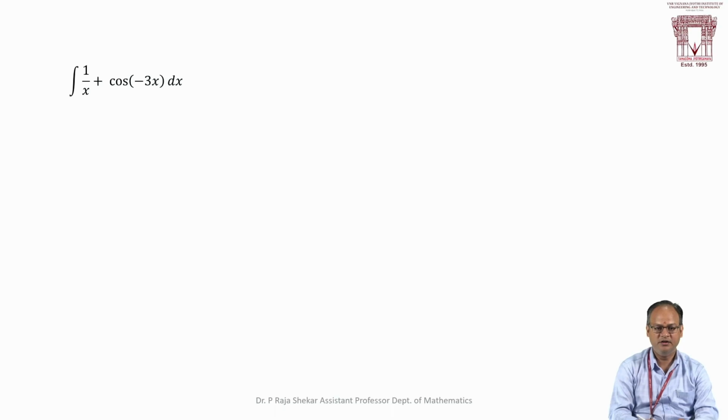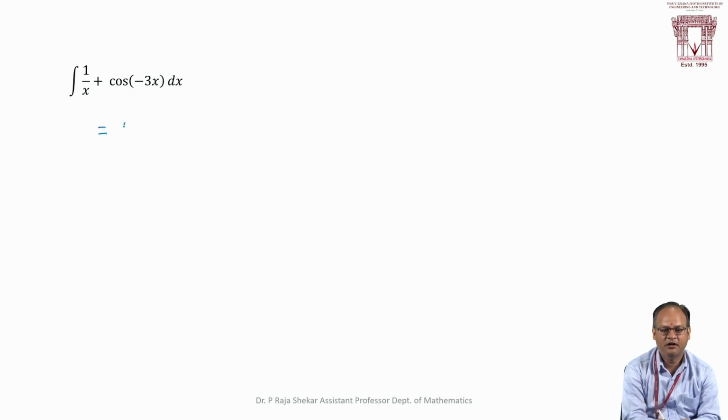We have the integrand in the form of 1 by x plus cos of minus 3x. So what is the integration of 1 by x? The integration of 1 by x is log of x, plus the integration of cos of minus 3x. Cos of minus 3x is the same as cos 3x, cos being an even function. So it is the integration of cos. The integration of cos is sine. So it is sine 3x divided by 3, here the constant k being 3.